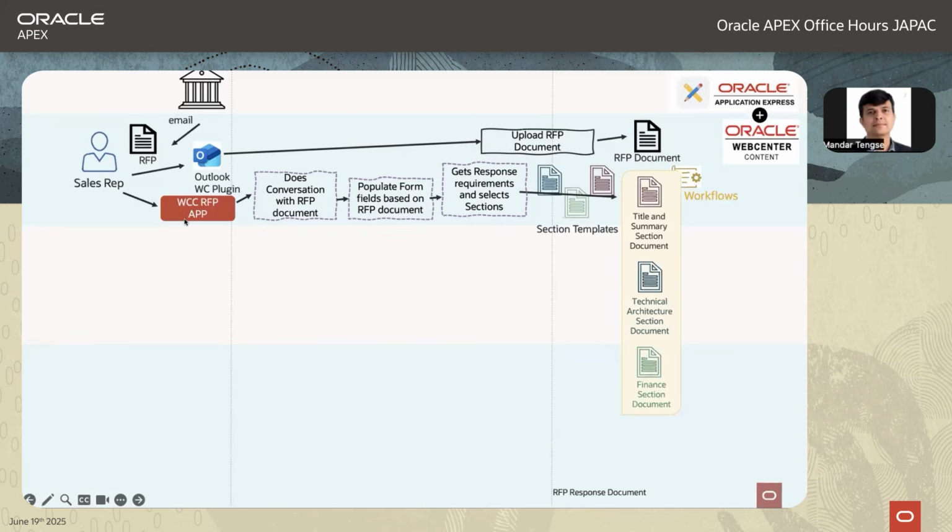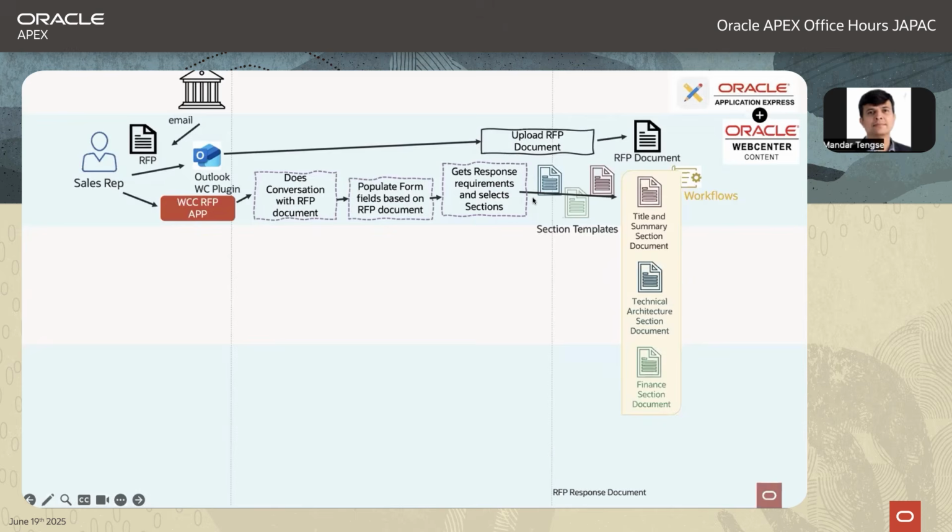So the sales rep now, when he goes into the app, he can have a conversation with the RFP document and he can ask questions and get what are the requirements. And generally, sales reps will not be really going through the document. So this becomes really useful for him. He is able to populate the form when he is ingesting the RFP so that the request starts and a workflow gets triggered. And then he is basically able to get response requirements as well.